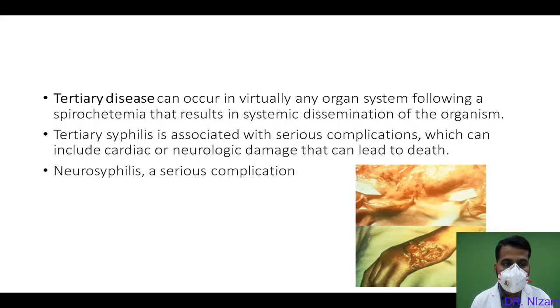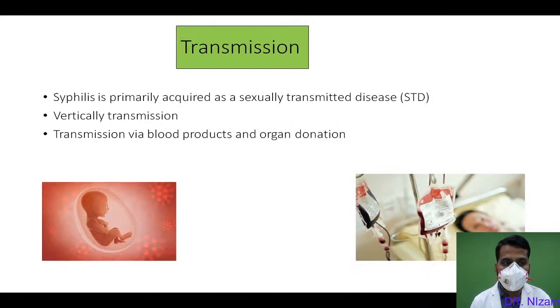Going to tertiary syphilis, it can occur in any organ, because it is distributed systemically, and tertiary syphilis is associated with serious complications like cardiac and neurological complications; neurosyphilis is a serious complication. Transmission: as we all know, syphilis is an STD, a sexually transmitted disease, but not just that. It is also transmitted vertically, from the mother to the baby in utero, and via blood products and organ donation.